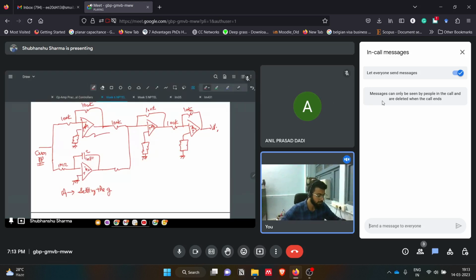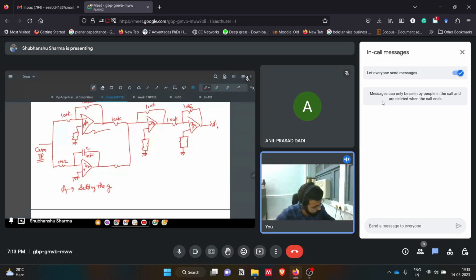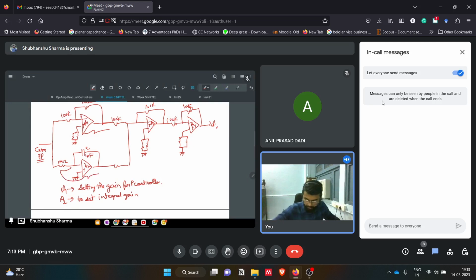Okay. So now this A1 gain is setting the gain for the P controller. Then we have A2, that is to set the integral gain. As we know, this circuit is an integral circuit, which is realized using an op amp. So this will integrate, and the upper one will simply give a proportional gain.